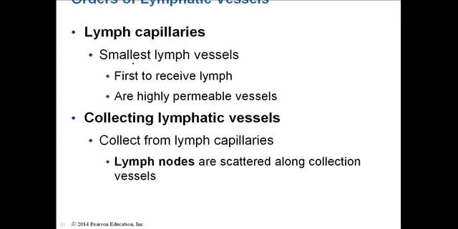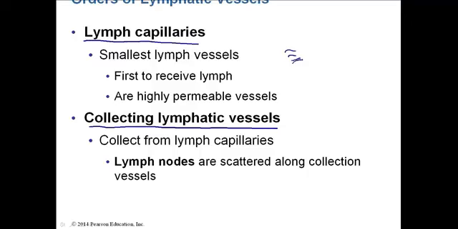We know that. So the lymphatic capillaries are the smallest ones. They receive the lymph. They're very permeable, of course. Then we have lymph capillaries. This is the beginning of the lymphatic system. Then we have collecting lymphatic vessels.